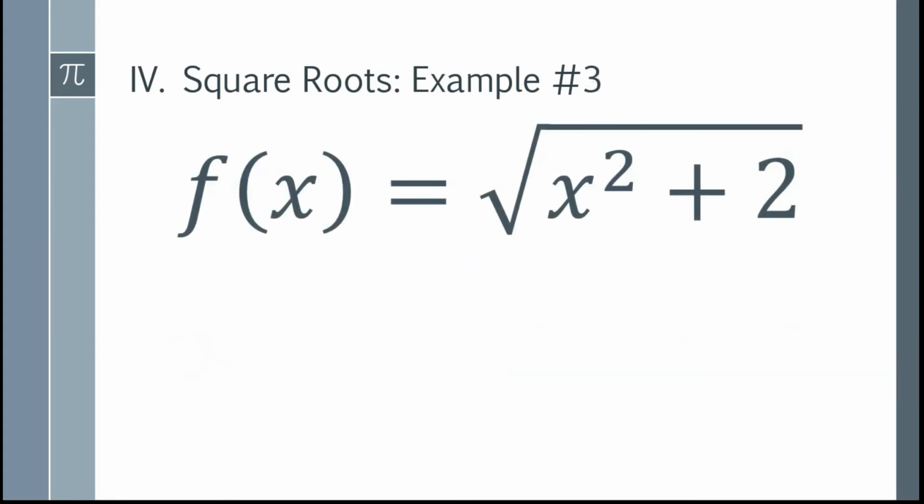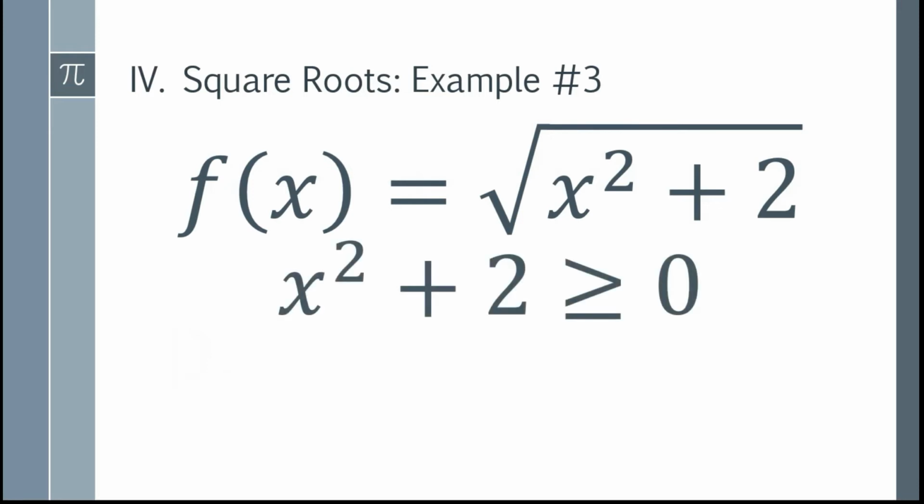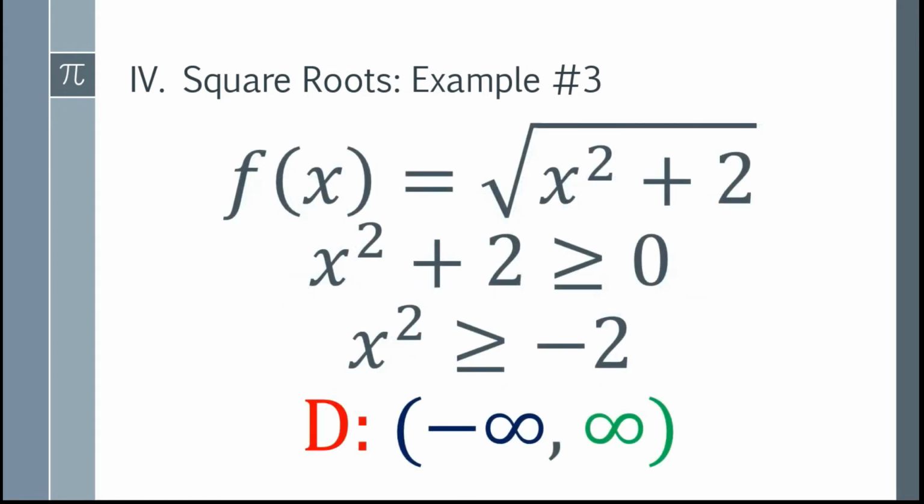Next one, what if we have this one? f(x) is equal to the square root of the quantity x squared plus 2. So just get the x squared plus 2 and we set it greater than or equal to 0. x squared is greater than or equal to negative 2. Remember, you cannot have any value of x that will equal negative 2, so any value of x is okay to put in the domain. So the domain will be negative infinity, comma, infinity.